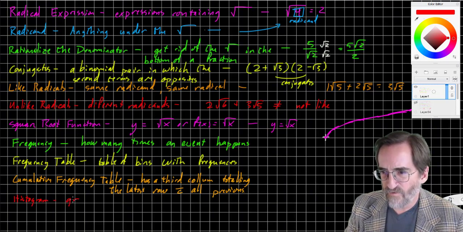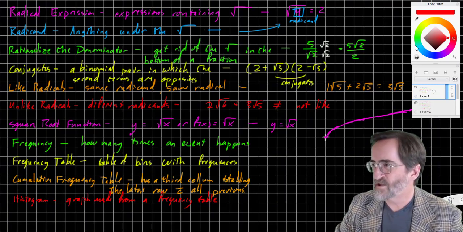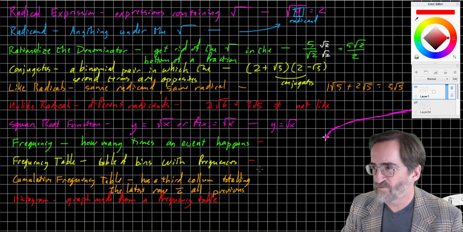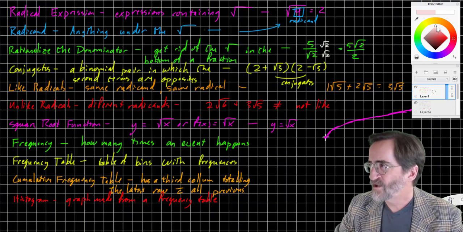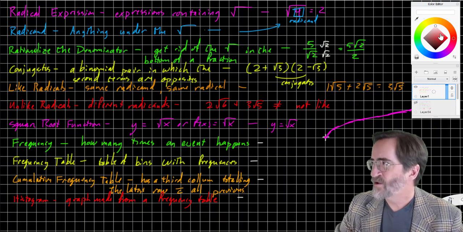And histogram, a graph made from a frequency table. You notice I haven't done any examples yet because I'm going to do all the examples from the same example. So let's make some room here.